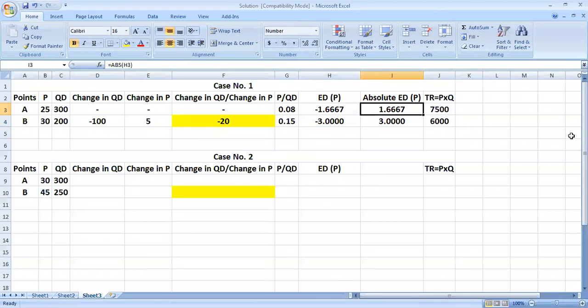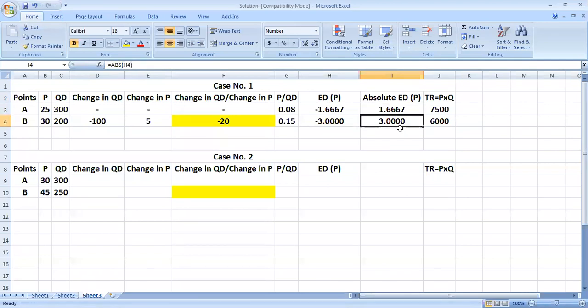When you look at 1.6667, it is greater than 1 but less than plus infinity. Look at the elasticity at point B. You can see that at point B, it is also greater than 1 but less than plus infinity. In both cases, the elasticity of demand with respect to price is more elastic, at point A and at point B.